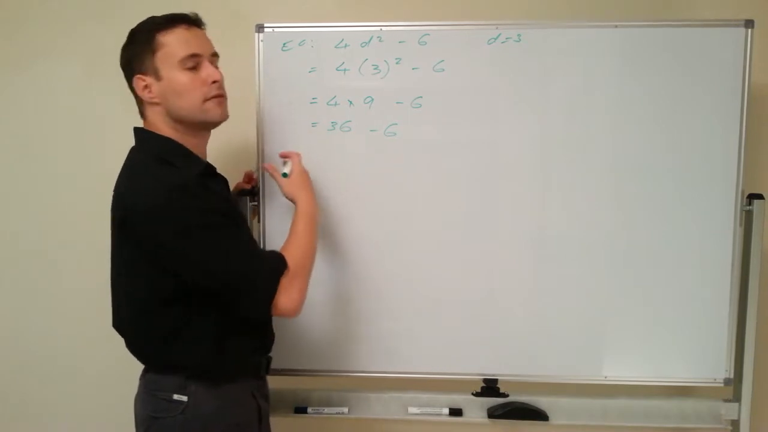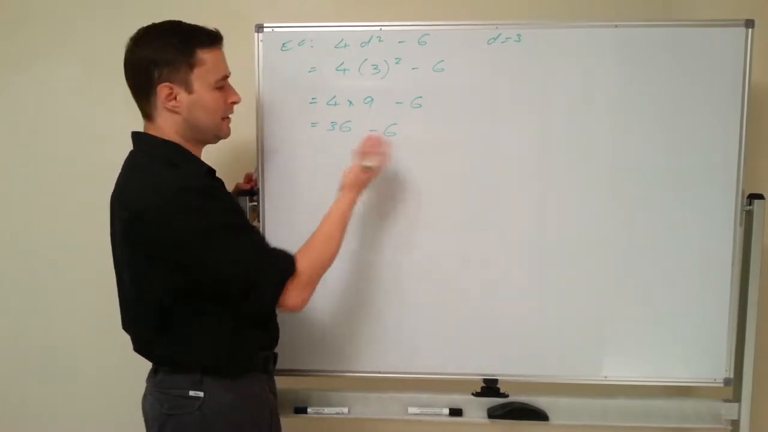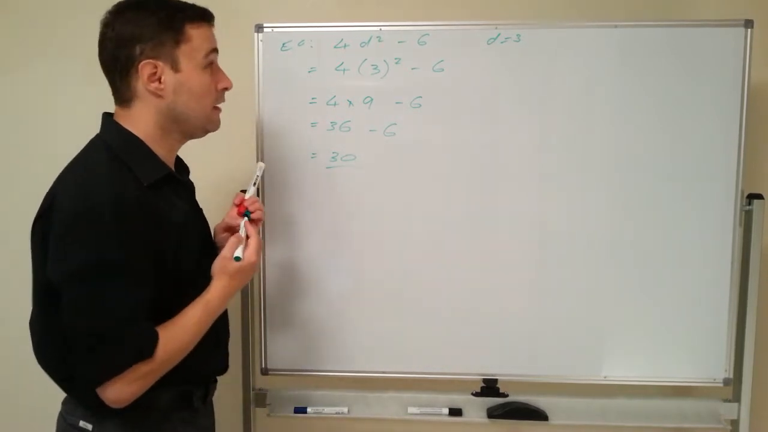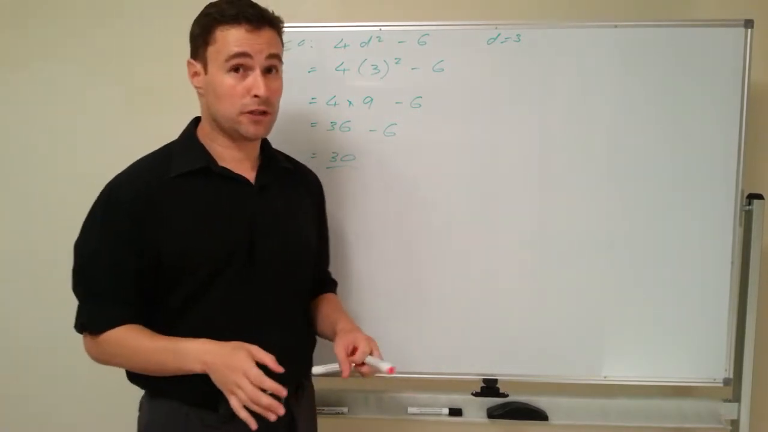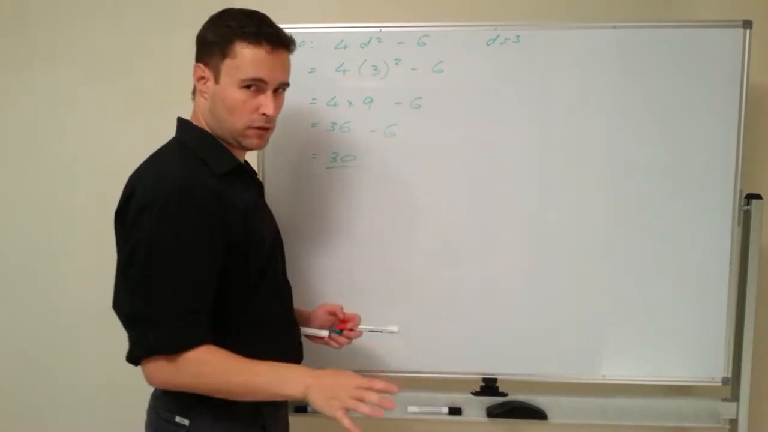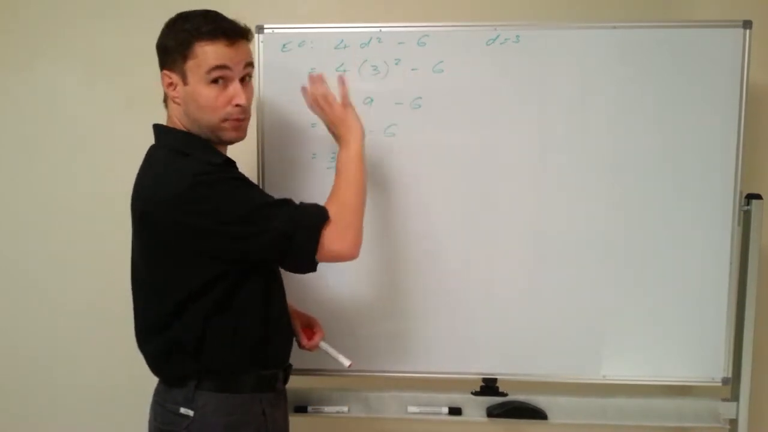Alright, now there's nothing else there. 36 minus 6 is 30. Done. Are you with me? Okay. You have to do it in the correct order of operations. It's not 4 times 3 is 12 squared is 144. That's not correct. The 3 squared is by itself.